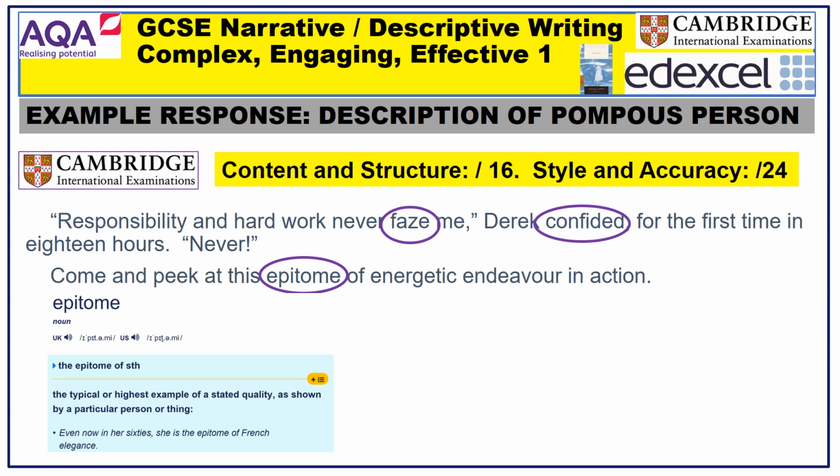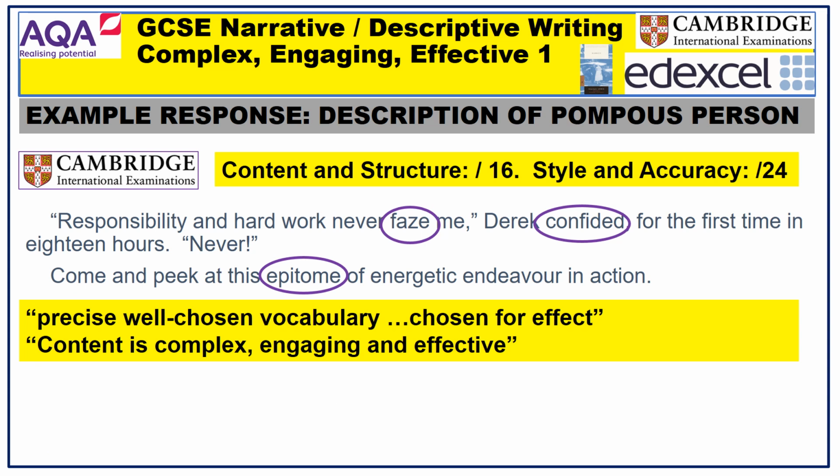Reading through the lines within this passage, it is clear that Derek is a supremely lazy individual who feels absurd pride in the very little that he does. However, this is implied rather than stated explicitly, hence beginning to meet the complex, engaging and effective criteria from content and structure.